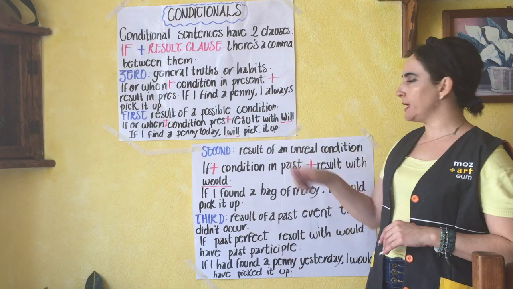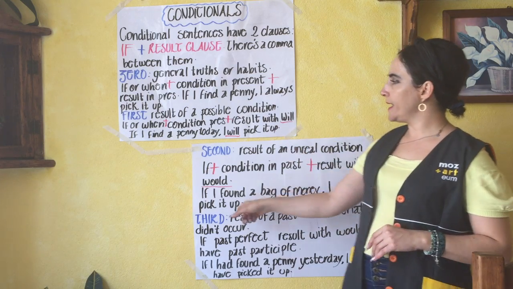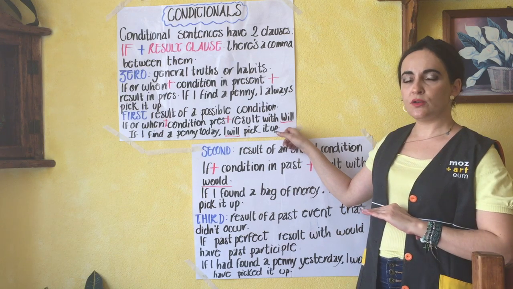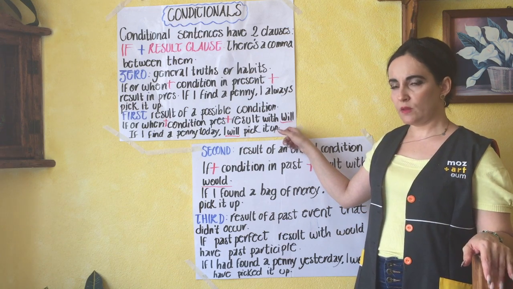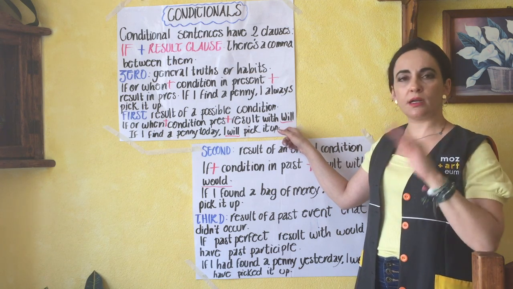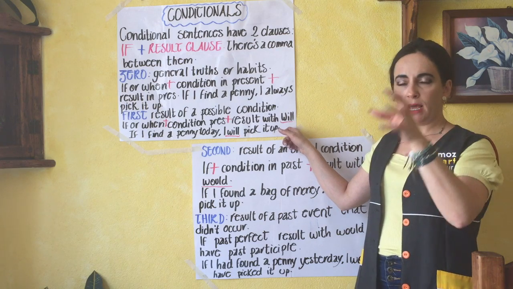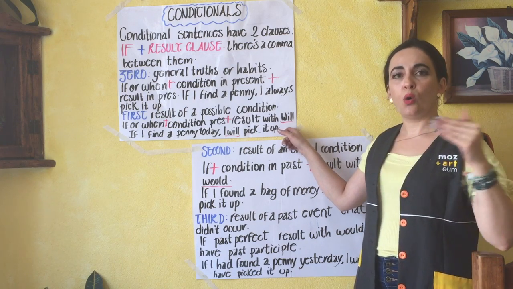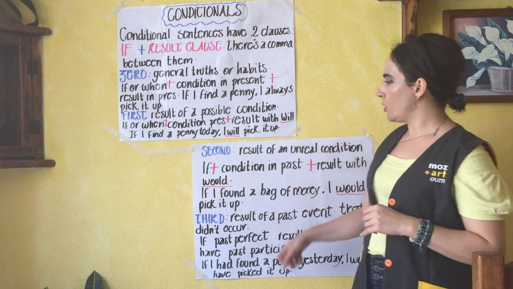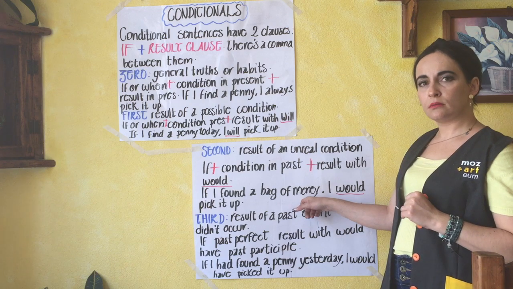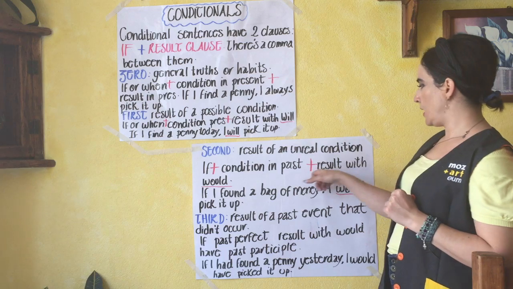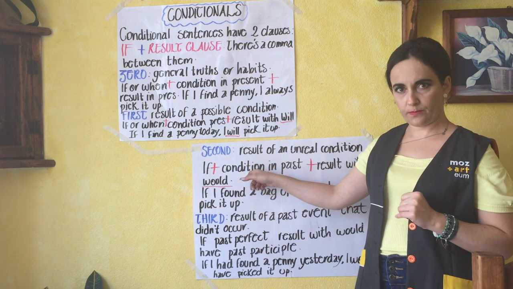After an auxiliary like will or would, the next verb always goes in infinitive. Do not conjugate them, okay? You have to write will plus have. Not has, not had in past, will have. Would play, would run, okay? Without conjugation. So if I found a bag of money, I'm talking about the second conditional, I would pick it up, a result with would.